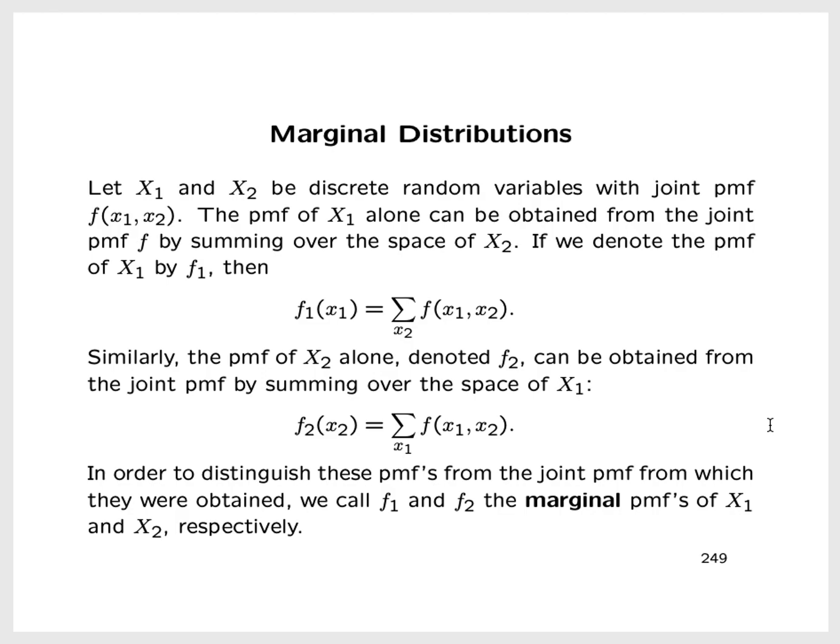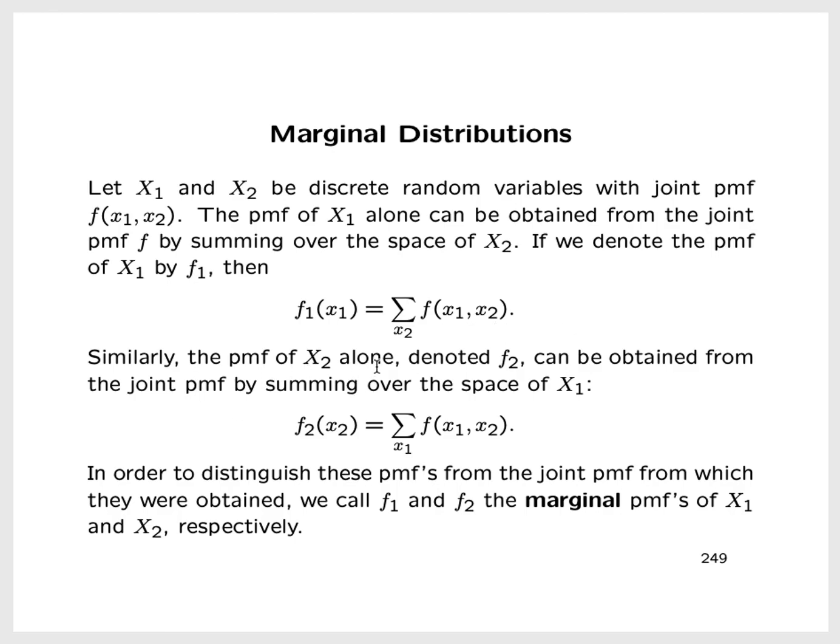Let x1 and x2 be discrete random variables with joint PMF, given by lowercase f. The PMF of x1 alone can be obtained from the joint PMF by summing over the space of x2. If we denote the PMF of x1 alone by f sub 1, then this PMF of x1 can be obtained from the joint PMF by summing the expression for the joint PMF over all values of x2 in the sample space of x2.